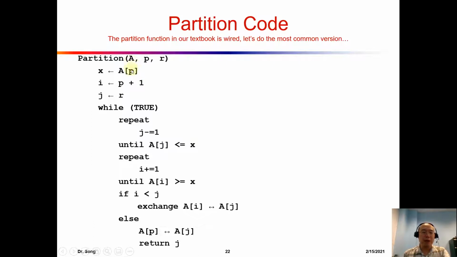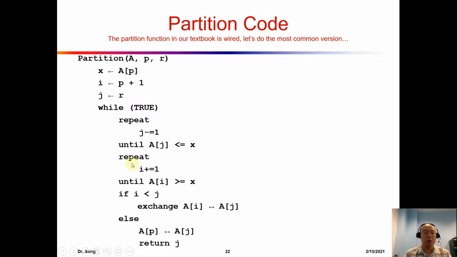We want to grab A, which is the list, and then P and R. P is the lower bound and R is the upper bound. Then we grab A[P], and this X value will be the pivot. P plus 1 is the initial value for I, and R, the upper bound, will be the initial value of J. Then we move those two cursors until we find two values on the wrong side. So we want to repeat J minus 1 until we find an A[J] which is smaller or equal to the pivot.